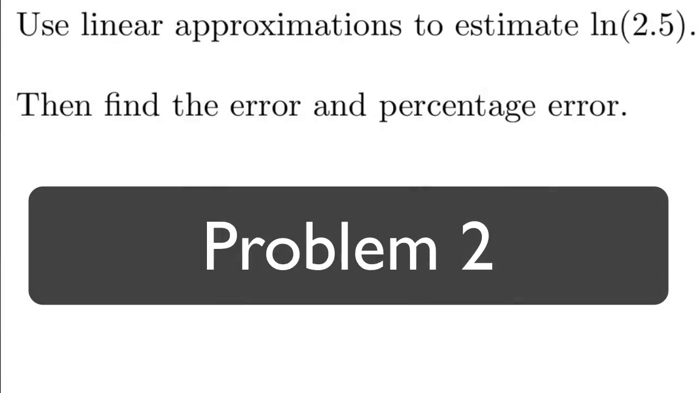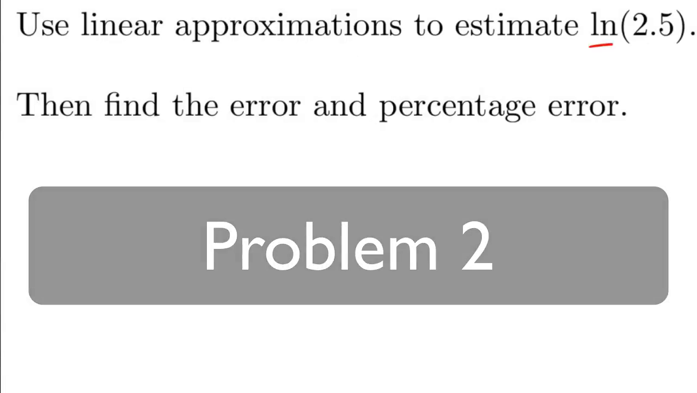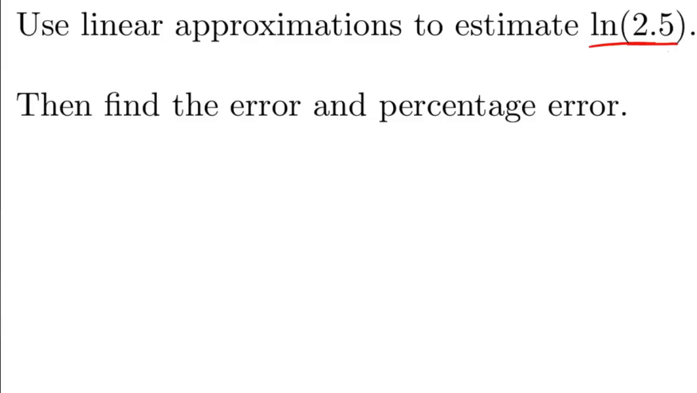Okay, so we want to use linear approximations to estimate natural log of 2.5. And so our first task is to say, okay, well, what's my function? So you look at what you're estimating, and you just make that your function, and instead of your number, you would just put x. So natural log of x would be my estimate.